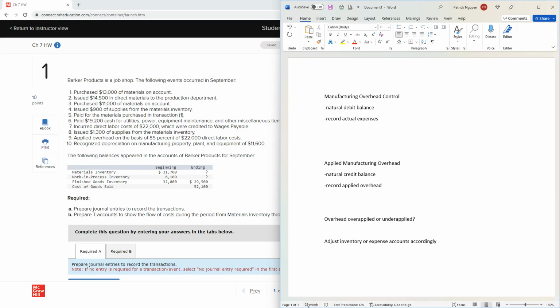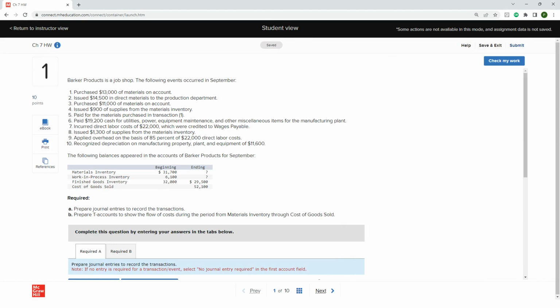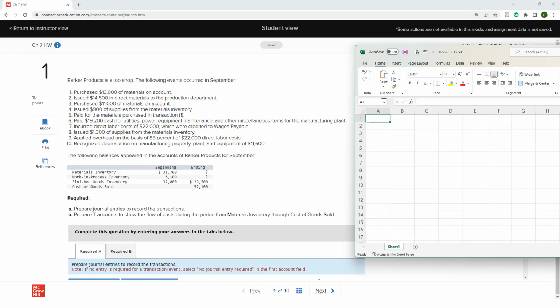Event number 1, Barker Products purchased $13,000 of materials on account. So what's the journal entry for that? Materials is going to be part of inventory, so we're going to debit materials inventory for $13,000, and we're going to credit accounts payable for $13,000. So materials is an asset, and assets have a natural debit balance. Accounts payable is a liability, and liabilities have a natural credit balance. So hopefully you guys have that remembered.